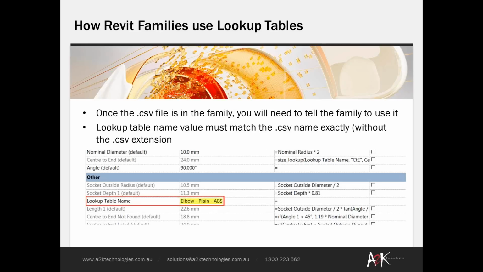The CSV file gets put into a family, and you create a parameter. This is the typical way to do it. You create a parameter called lookup table name, and it's just a text parameter. In the value of that parameter, you place the name of the lookup table CSV file, exactly case sensitive, without the .csv file extension. It's important to note that that is actually case sensitive, so you want to make sure you get it right there.